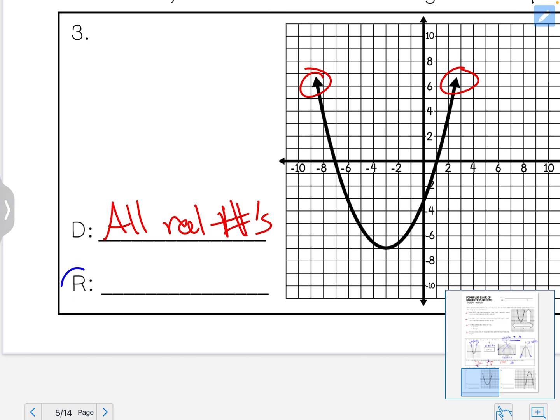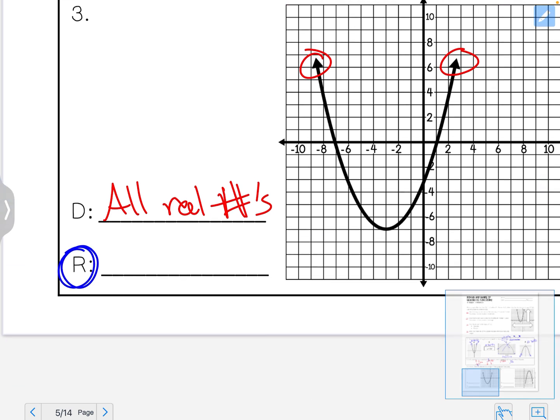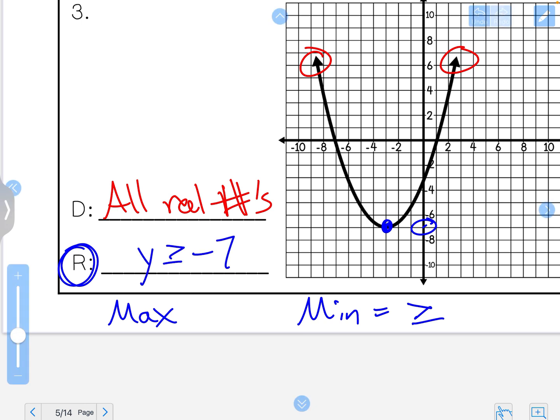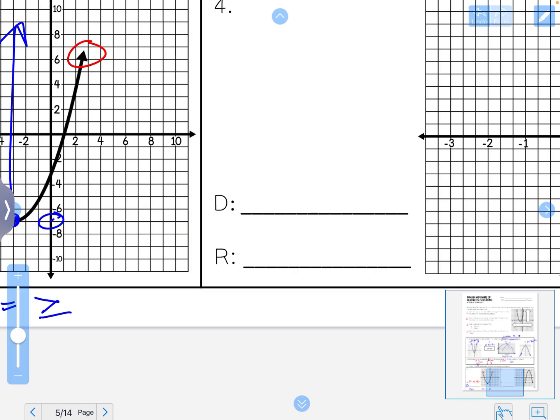Now to find our range, we need to think of a couple of different things. We need to know, is this a max or is this a minimum graph? So we need to find that vertex. And so it's a smiley face. So a smiley face is our minimum. And our minimum is always going to be greater than or equal to. So we're going to find that vertex. We're going to find our y value, which is -7. So y is going to be greater than or equal to -7. It's always going to get higher than that point.